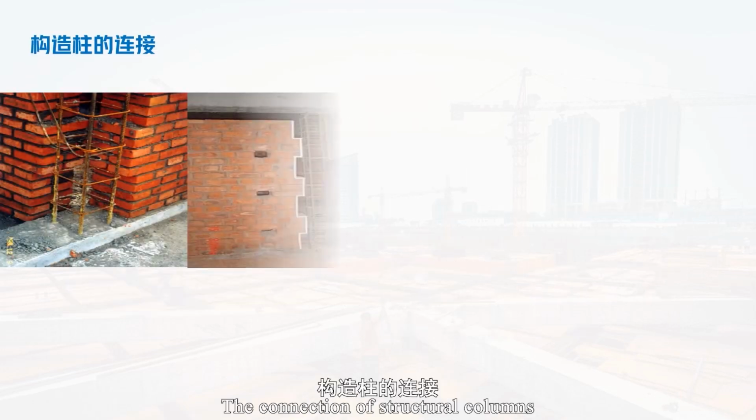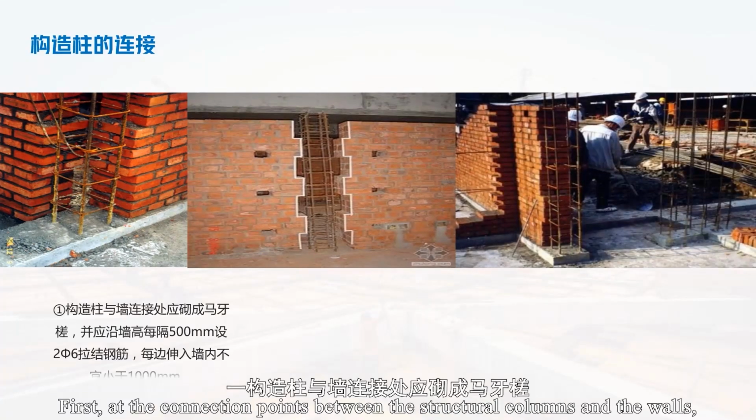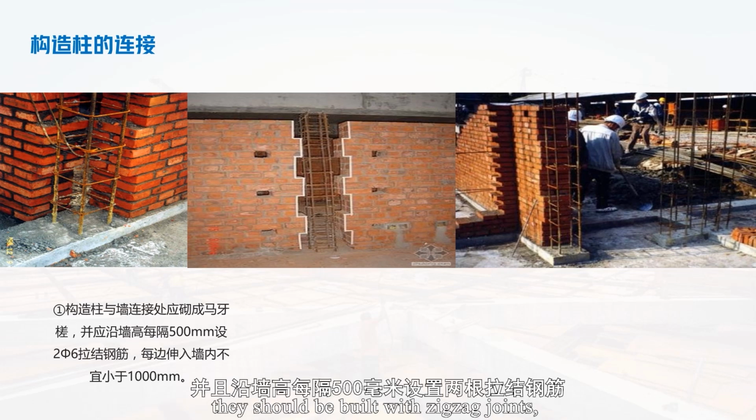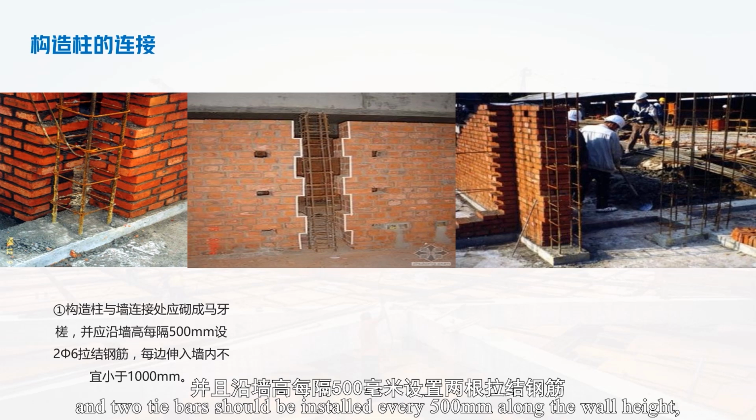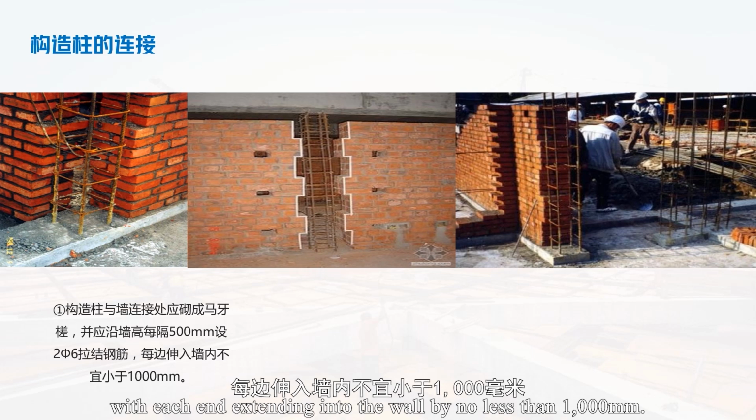The connection of structural columns. First, at the connection points between the structural columns and the walls, they should be built with zigzag joints, and two tie bars should be installed every 500 mm along the wall height, with each end extending into the wall by no less than 1000 mm.